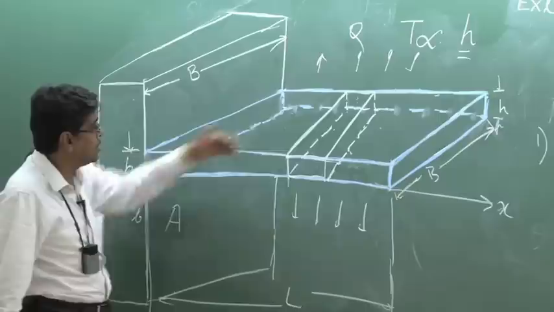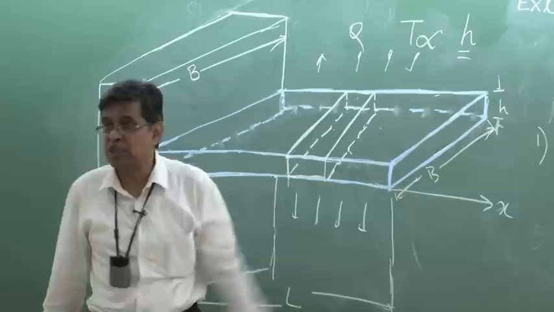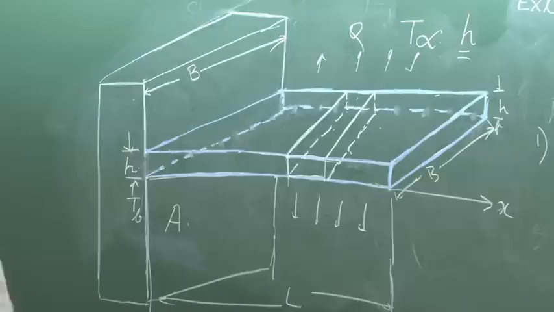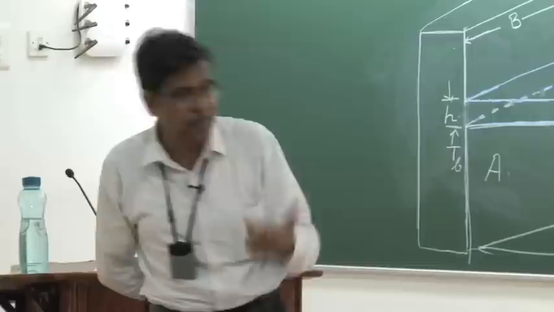lateral surface, because when it reaches the surface exposed to the atmosphere at the extreme end, it has reached almost T infinity, because T tends to T infinity. No heat transfer. Heat transfer is zero. h delta T, delta T is zero. However, this is the concept. We will go by mathematics.